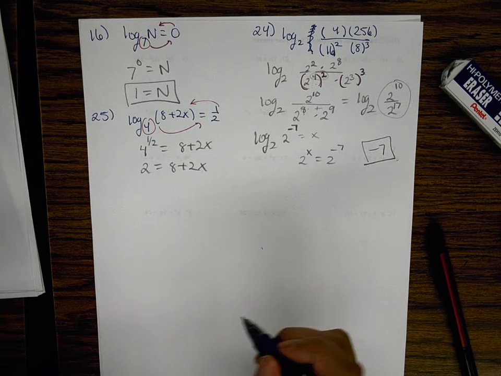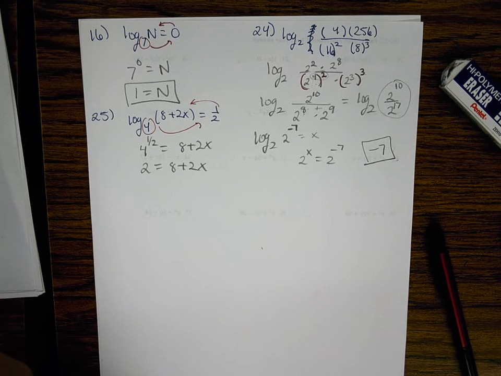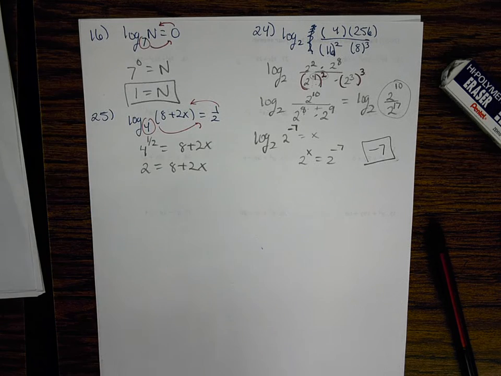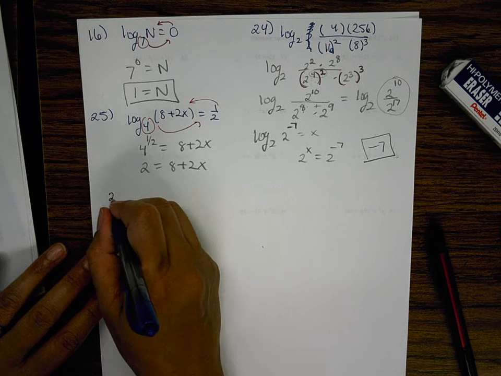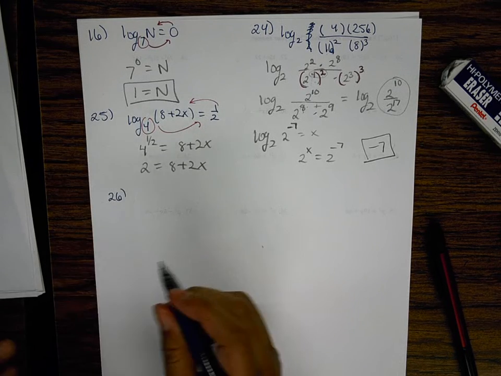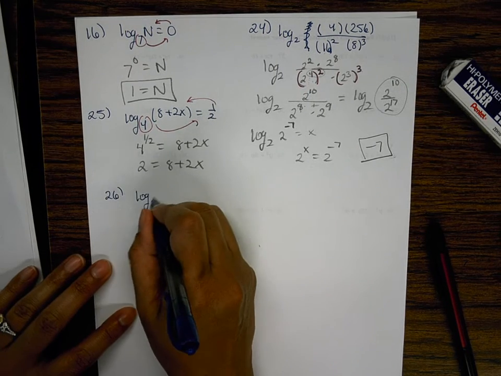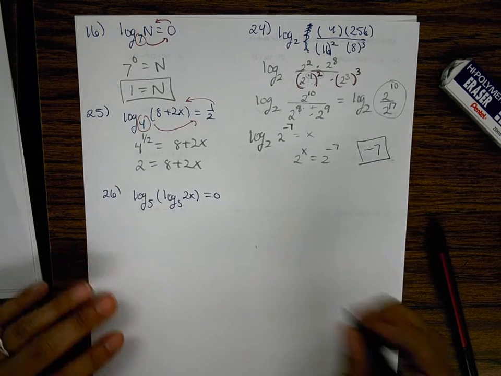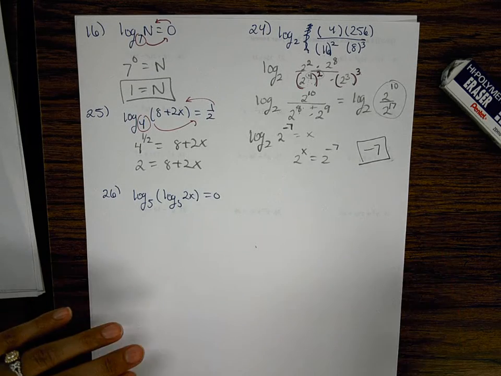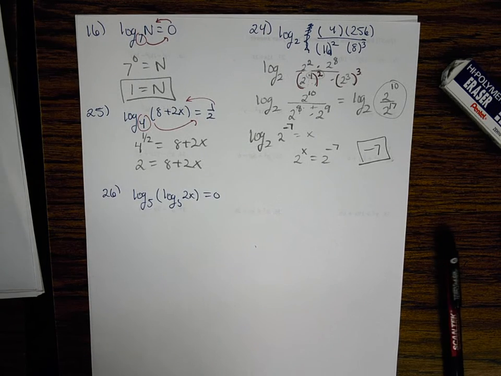Okay, moving on. The next one I have is number 26. And 26 is log base 5 of log base 3 of 2x equals 0. Kind of hefty, log of a log, which we can do. Again, we're trying to get rid of the log, and it's a wraparound because there's only one log.